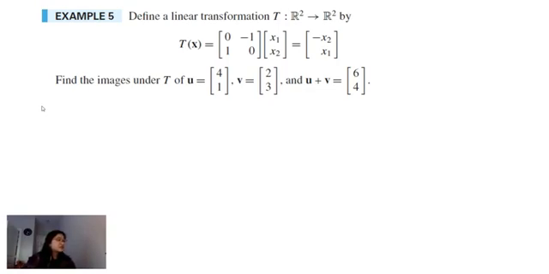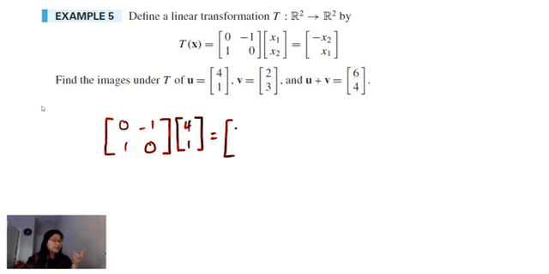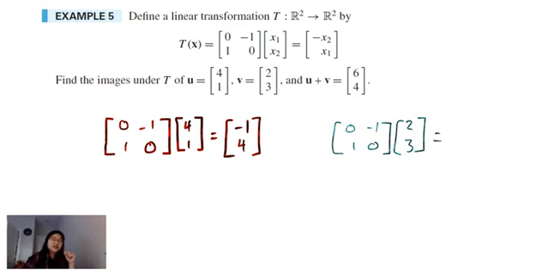So our images under T of U, V, and U plus V, what are we going to do? Well, we just do this multiplication. So we have 0, -1, 1, 0 times U. That's 4, 1. And so that's going to give us, we're going to swap and negate our second, and we're going to put our first entry down in the second position. Alright? What about for V? So we have, again, 0, -1, 1, 0. We have 2, 3. So what's going to happen? We're going to have -3, and then we're going to have +2.